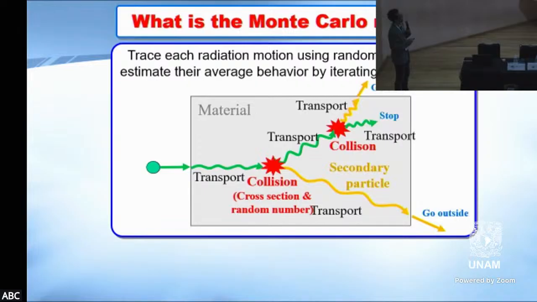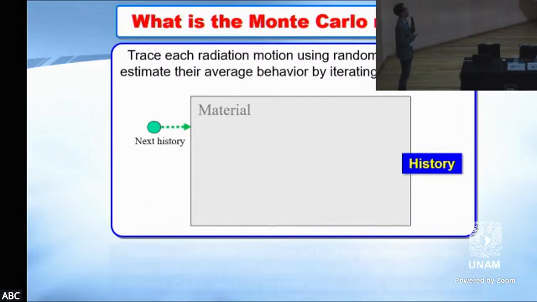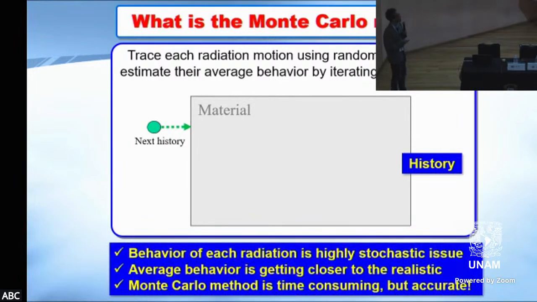And the third generation is also transported. And all of these particles go outside or stop inside the material. Then one history of the simulation is finished. Then the next history starts, and the different random number makes a different result. So we just iterate the simulation again and again. The behavior of each radiation is a highly stochastic issue, and the average behavior gets closer to reality. So the Monte Carlo method is time consuming but accurate in general.